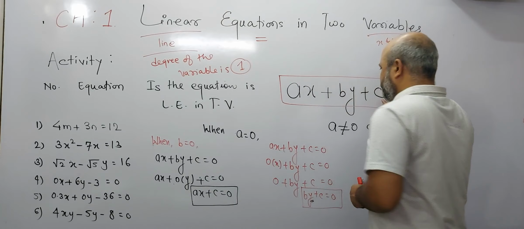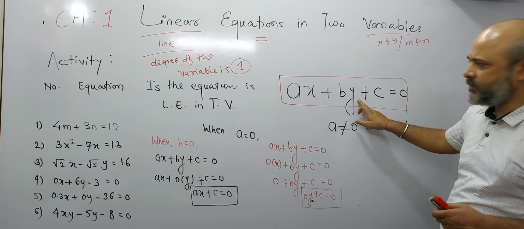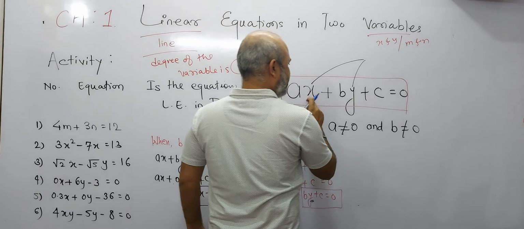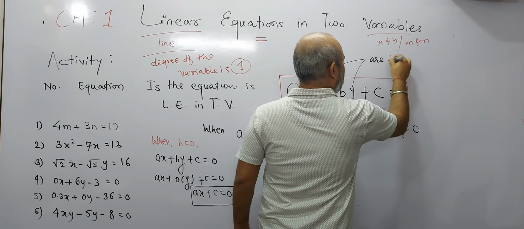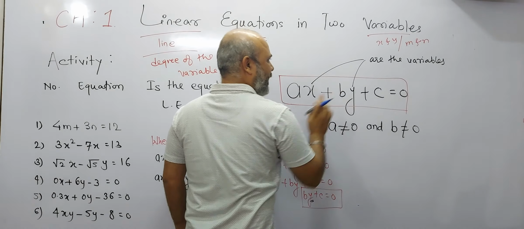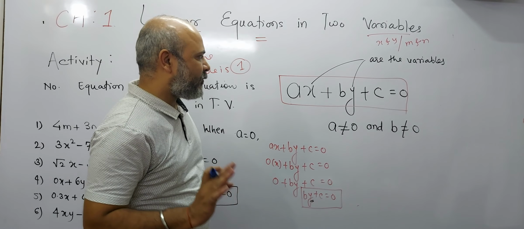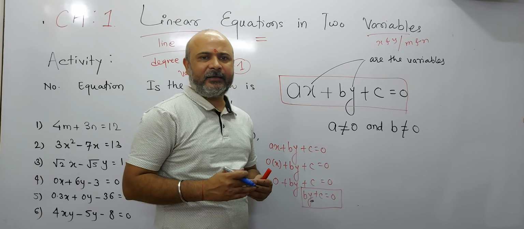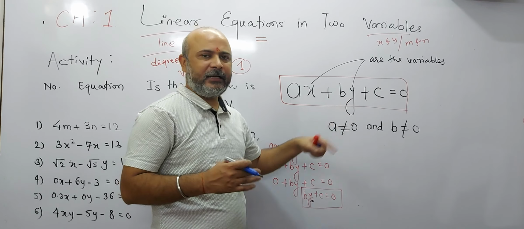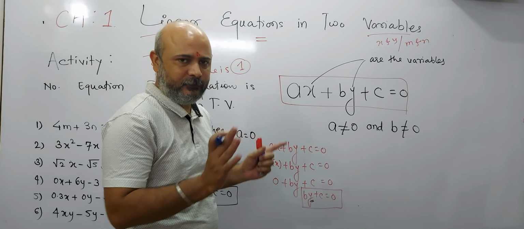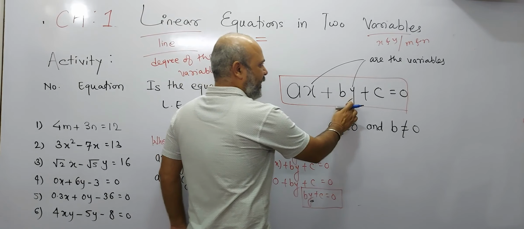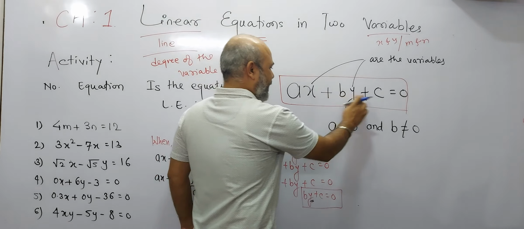So this is our general form where x and y are the variables. Why are they called variables? Because they can take many numbers. Means x and y can take any number, therefore they are called variables. Means they are not fixed, their value can be changed.